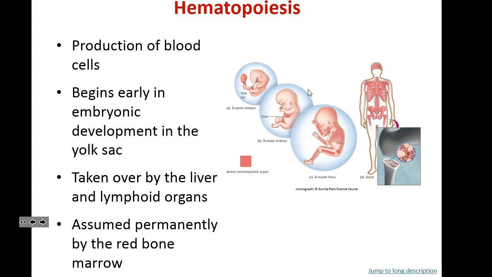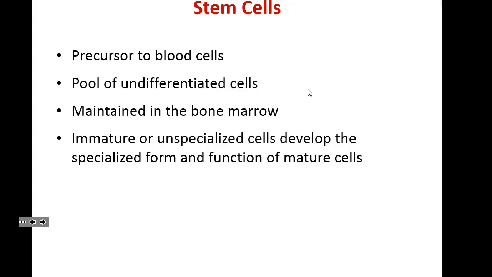Hematopoiesis is the production of blood cells. It begins early in embryonic development in the yolk sac. It's taken over by the liver and lymphoid tissues, and it's assumed permanently by the red bone marrow. Stem cells are precursors to blood cells. It's a pool of undifferentiated cells maintained in the bone marrow. Its immature or unspecialized cells develop the specialized form and function of mature cells.